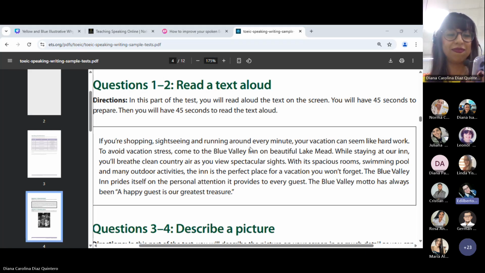If you are shopping, sightseeing, and running around every minute, your vacation can seem like hard work. To avoid vacation stress, come to Blue Valley Inn on beautiful Lake Mead. While staying at our inn, you'll breathe clean country air as you view spectacular sights. With the spacious rooms, swimming pool, and many outdoor activities, the inn is the perfect place for a vacation you won't forget. The Blue Valley Inn prides itself on the personal attention it provides to every guest. The Blue Valley motto has always been, a happy guest is our greatest treasure.